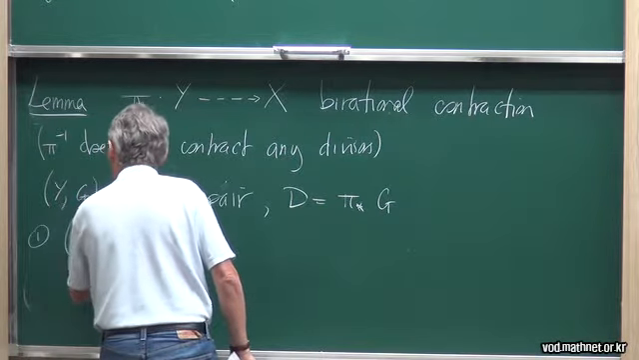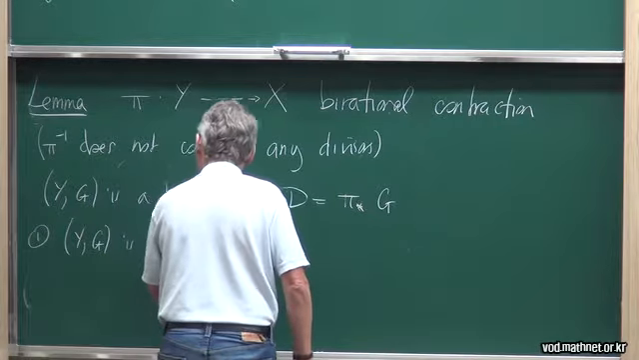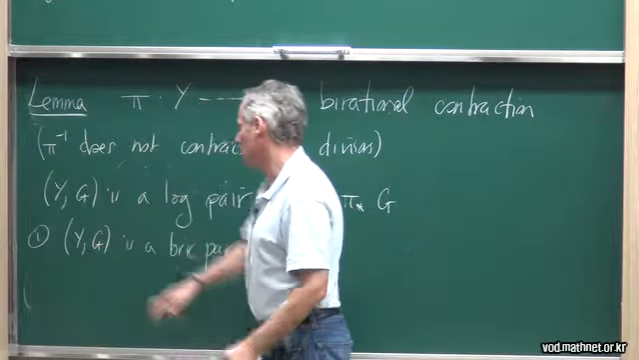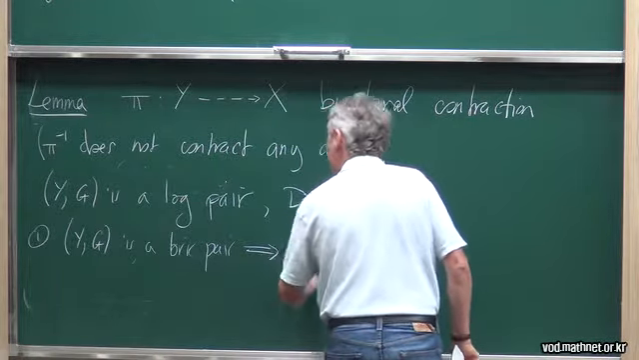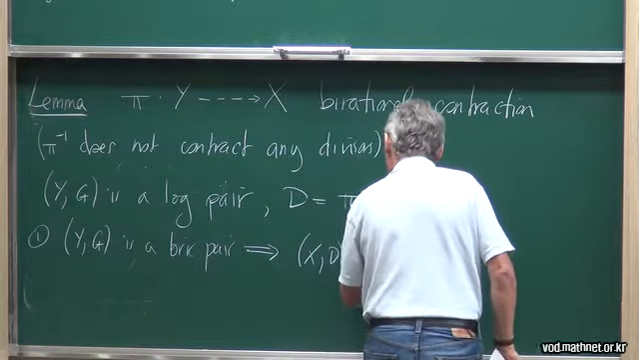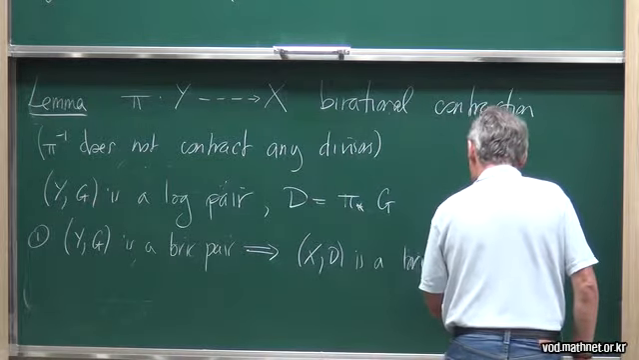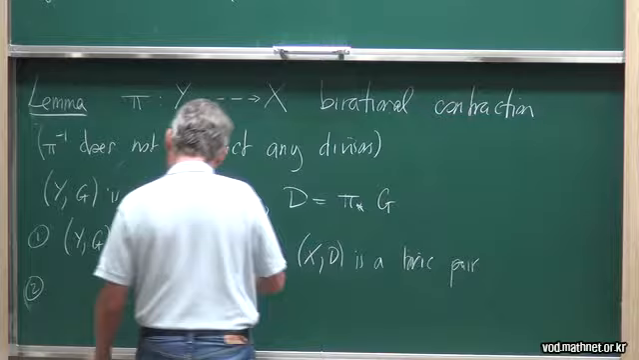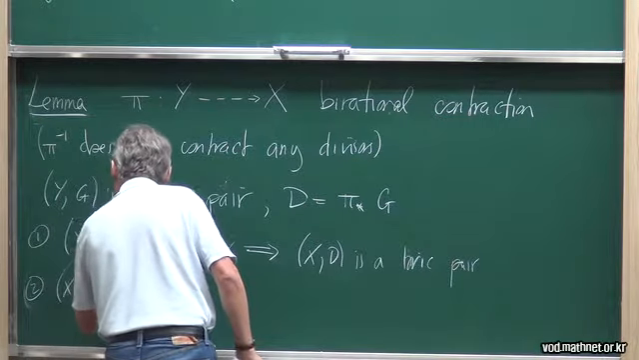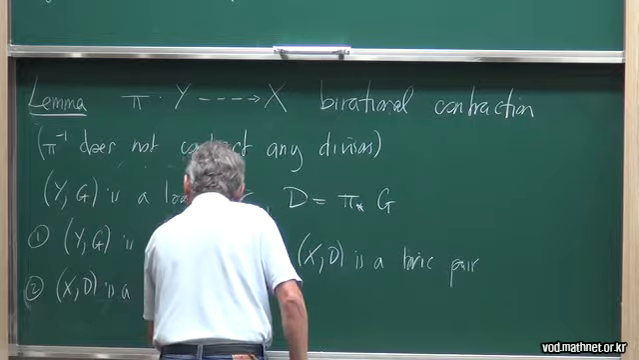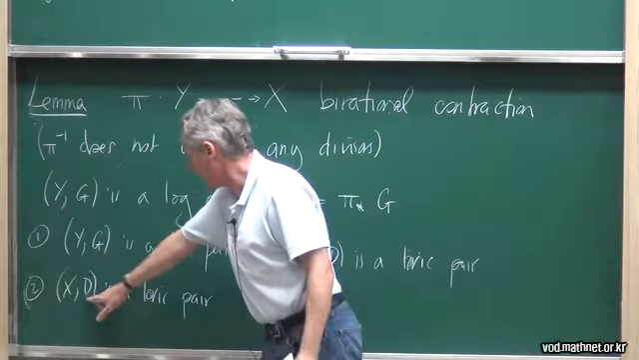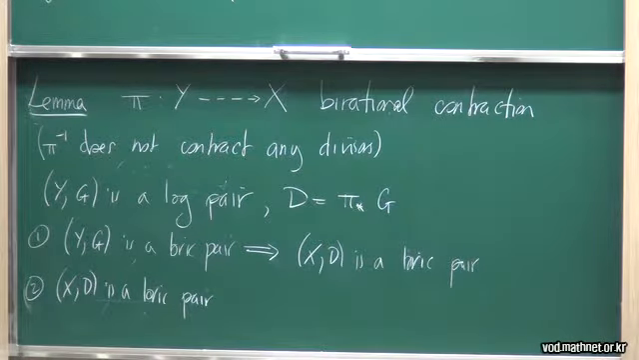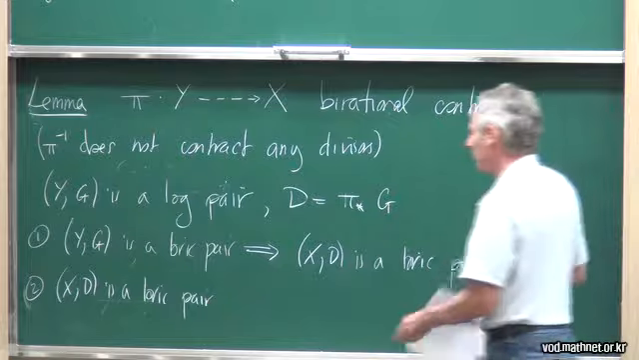Number 1, if (Y, G) is a toric pair, so that means that Y is a toric variety and G is a sum of invariant divisors, then that automatically implies that (X, D) is a toric pair. That's the first thing. And the second thing is that if (X, D) is a toric pair, well, you see, it's not necessarily the case that (Y, G) is a toric pair. I just gave you an example. The thing I erased is an example of that. If you keep blowing up, eventually you'll lose the toric condition.